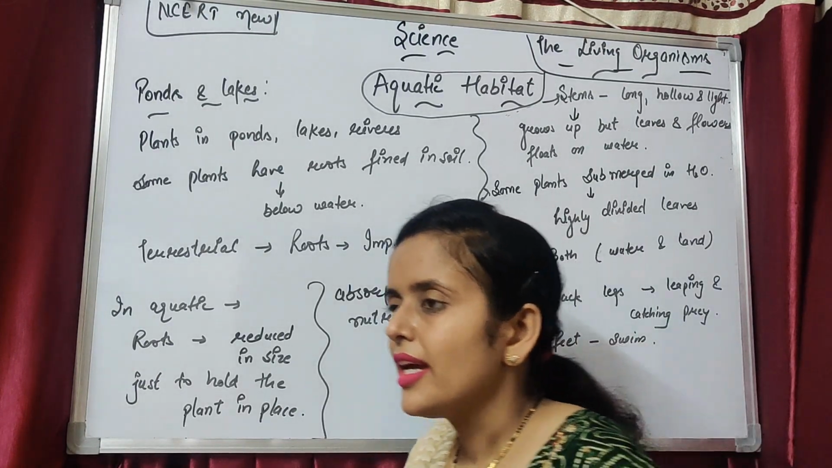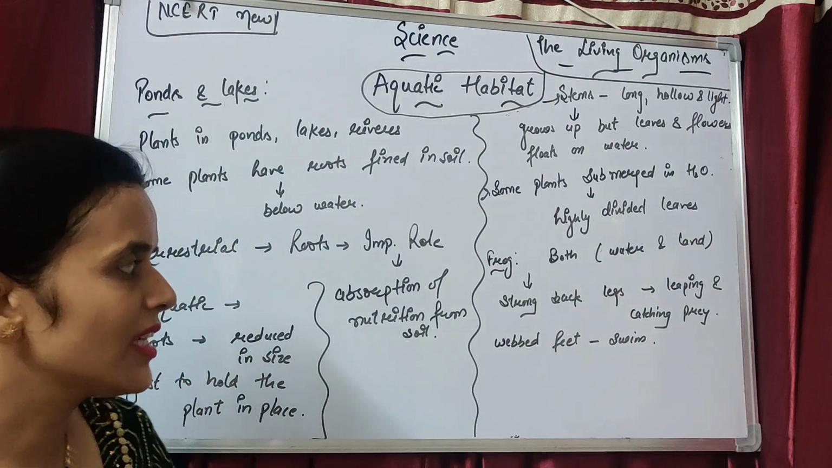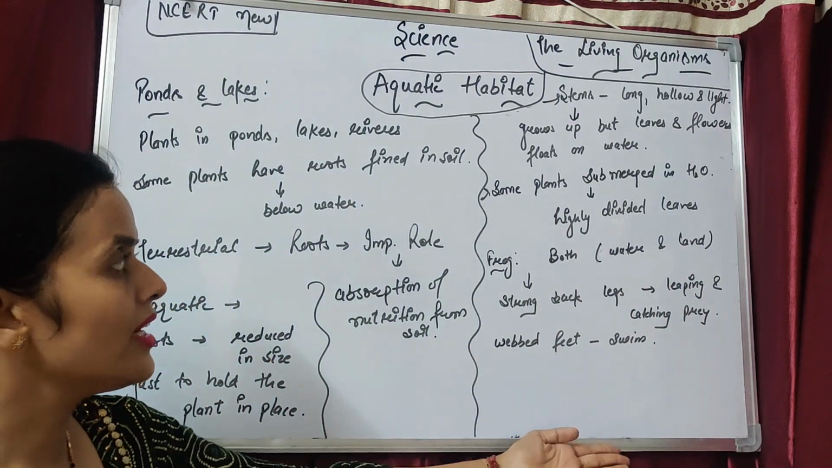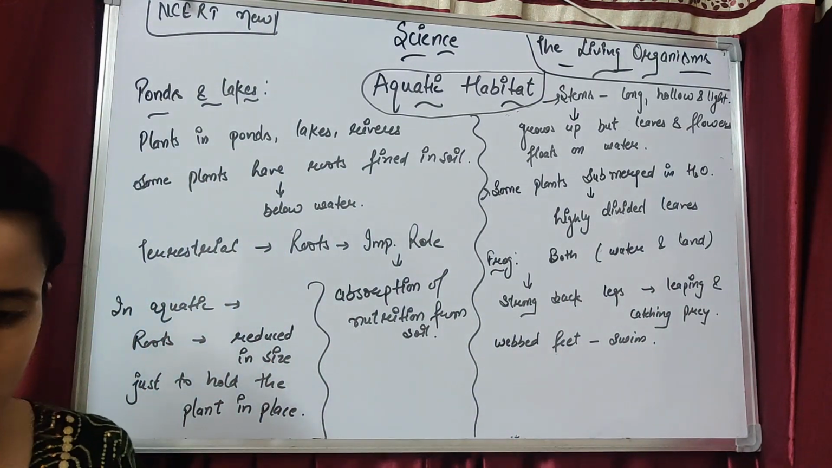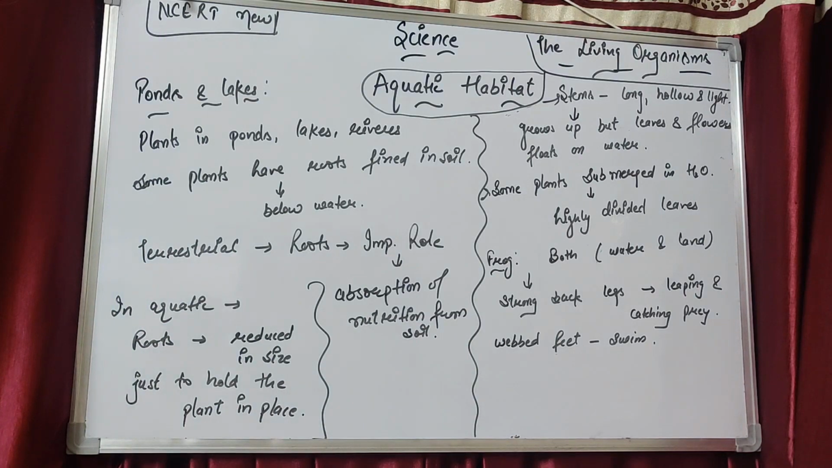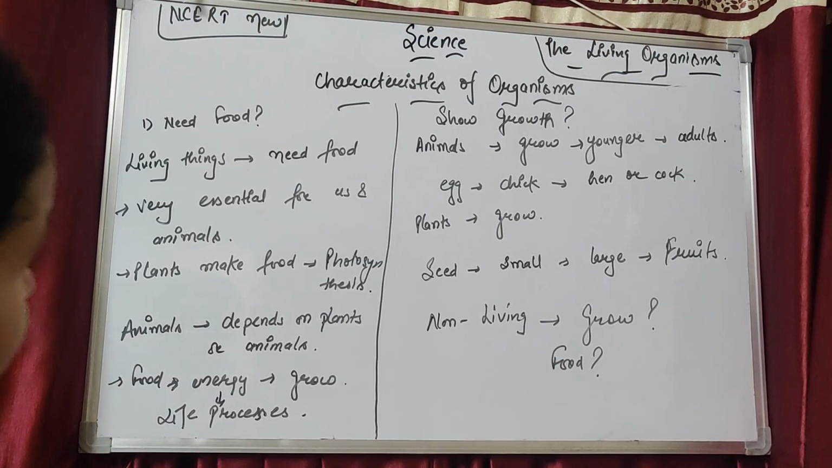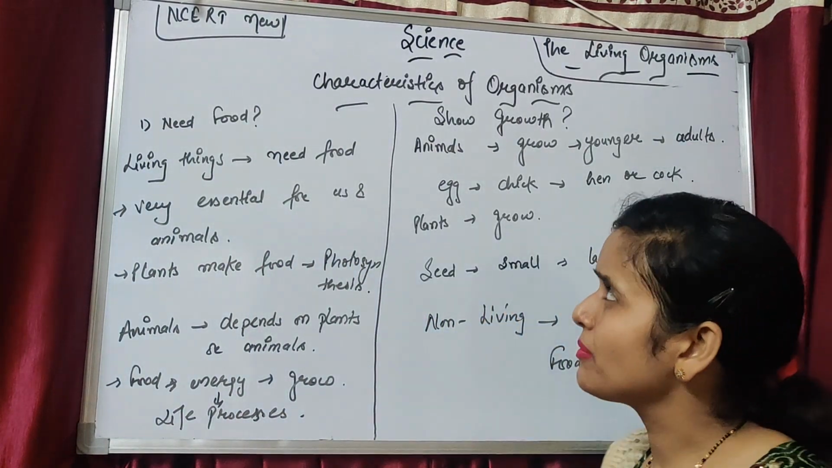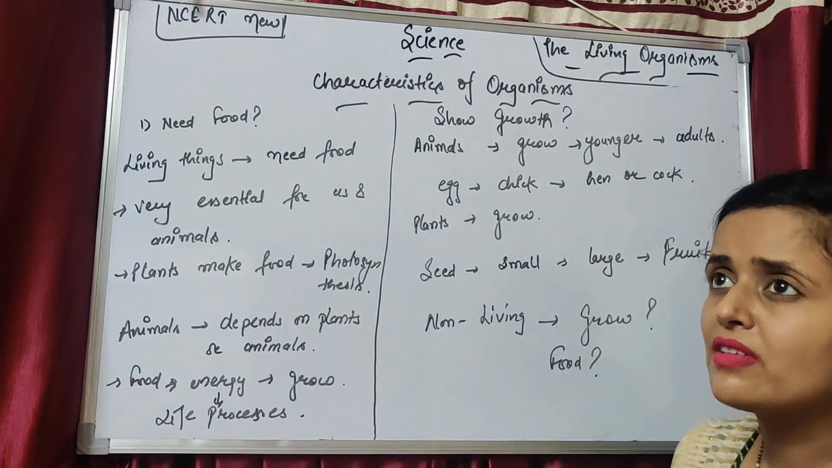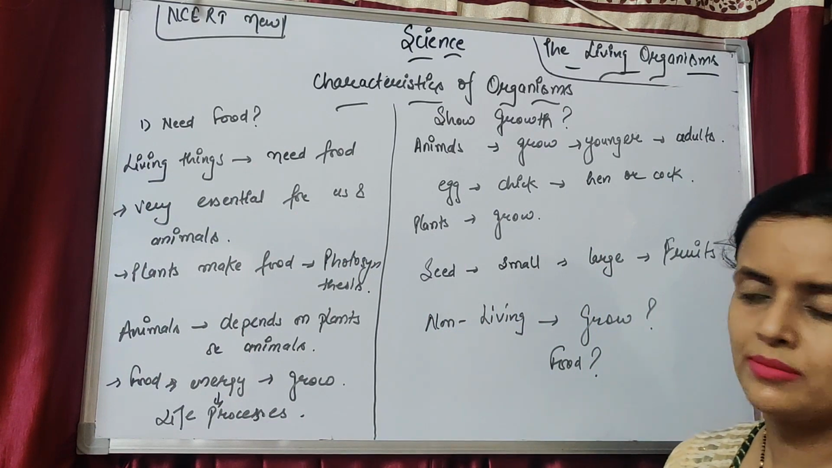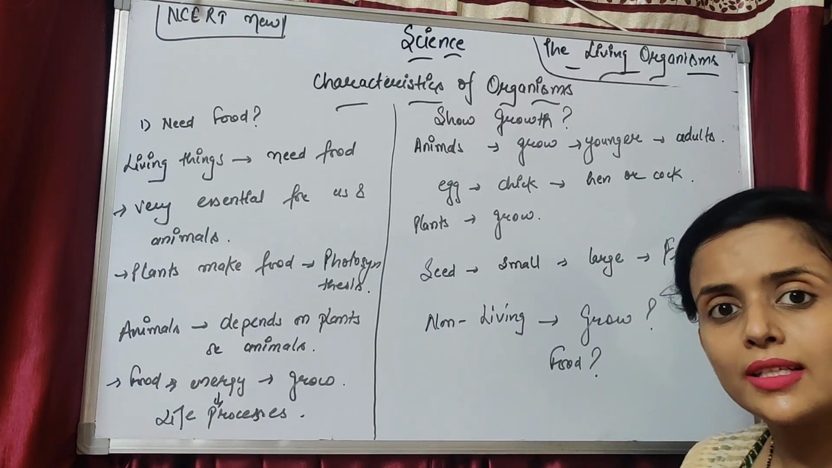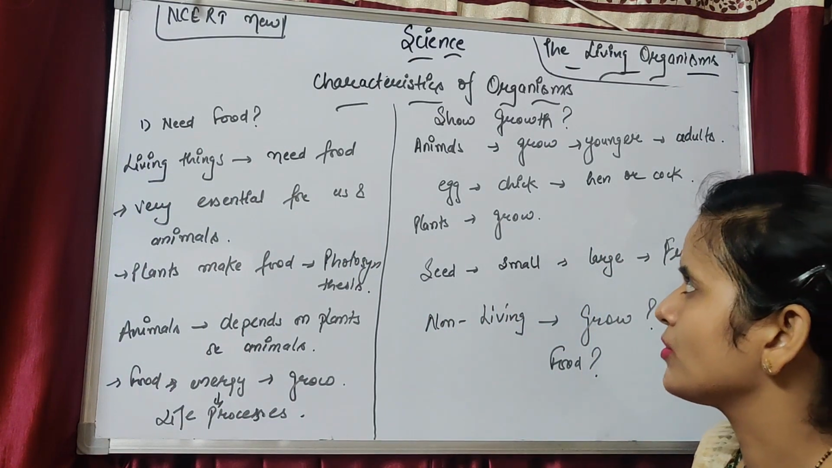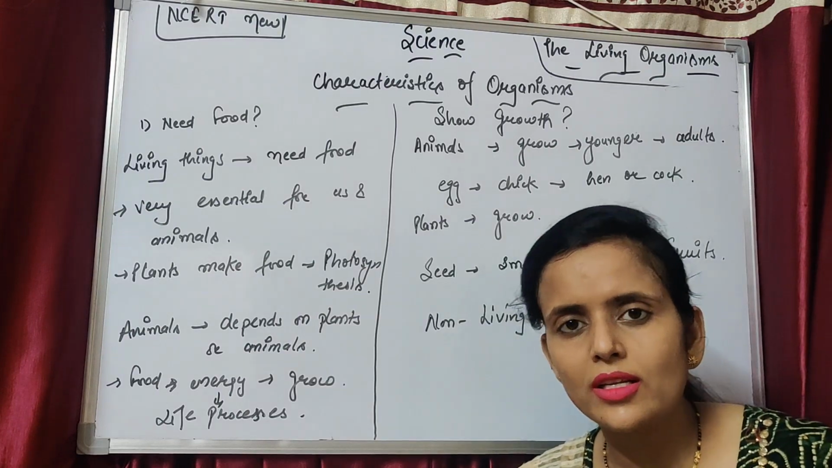Okay, so our topic, habitat, is completed. We will start a new topic. Our next topic is characteristics of organisms. That means, what are the characteristics by which we say that something is an organism? What characteristics do we use to decide that this is an organism?